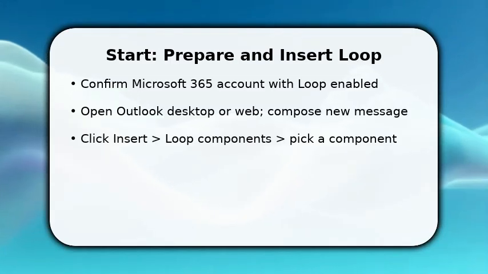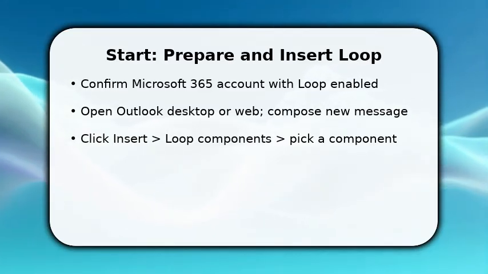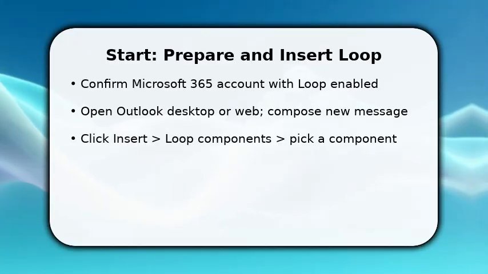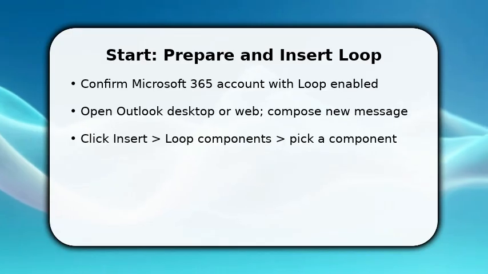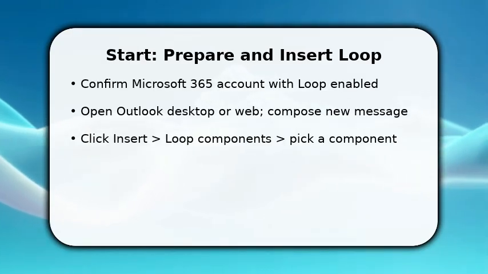You begin by confirming that your Microsoft 365 account has Loop enabled and that you're signed into Outlook. Once signed in, open a new Compose window in Outlook Desktop or Outlook on the web and place the cursor where the content should live.